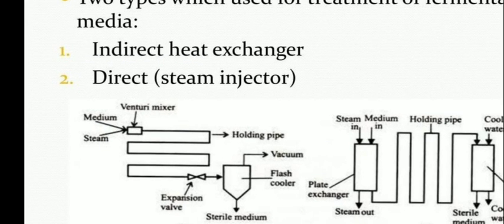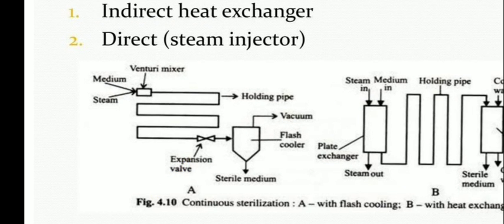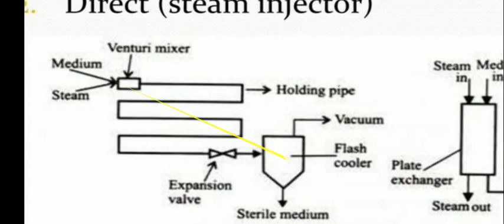See, now in this diagram we can see the venturi mixer is there. What is done in this mixer, the medium is added. Here in this box you can see that when we add the medium in it, from the other wall the steam is passed in it. Further you can see the holding pipe. In this holding pipe, the medium is held for the predetermined time.